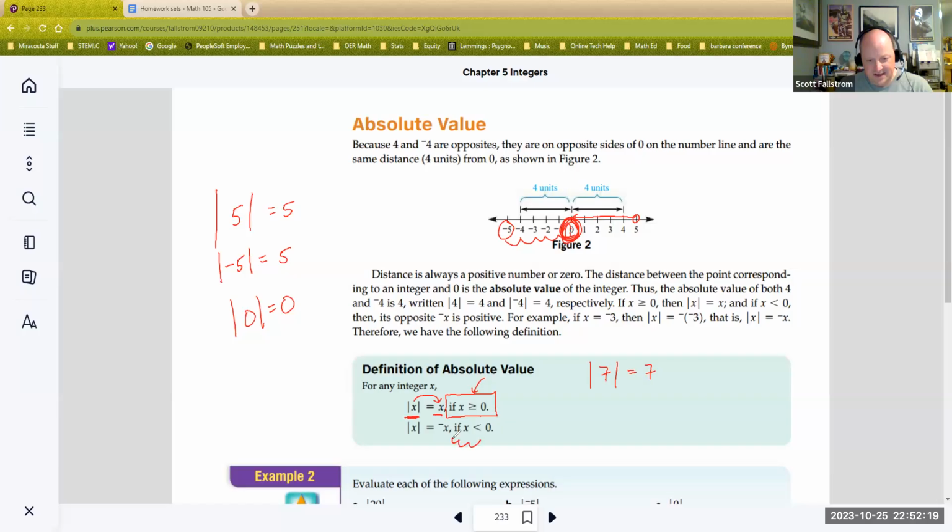But notice this second condition. This is the one I think that gets people. If x is less than 0. Okay, so now if I do the absolute value of -7, then what is my result? The absolute value of -7 would equal the opposite of x. So I would write the opposite of -7. And remember, the opposite of -7 turns out to be +7.